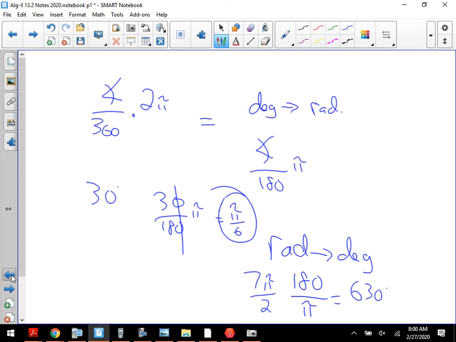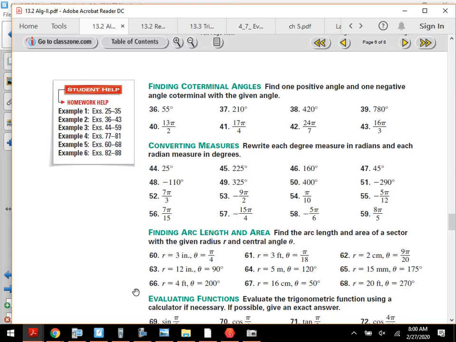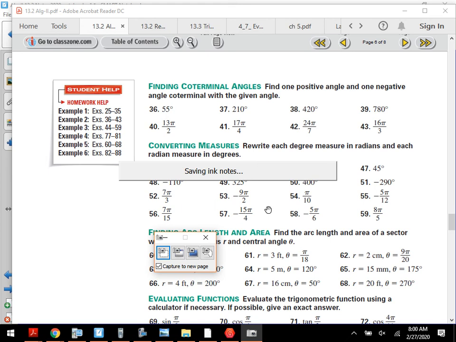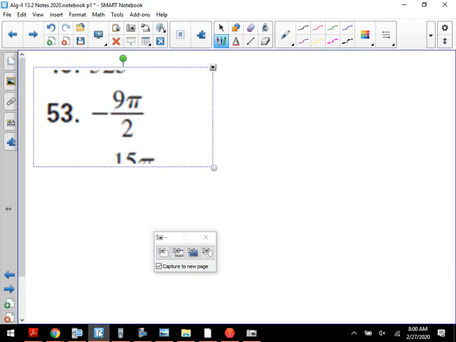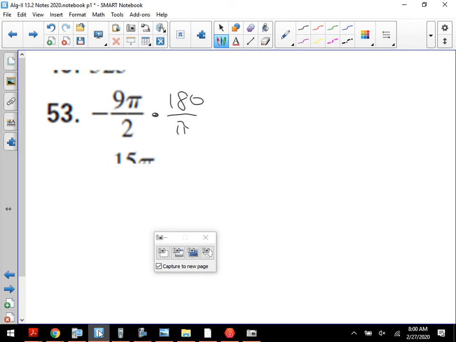You multiply by 180 over pi. So if you've got to go the other direction, think of it this way. Radians always have pi in it. You want to get rid of pi. So if I have like negative 9 pi over 2, and I want to write that in degrees, I'd have to multiply this one by 180 over pi. And then you start working on fractions. 2 goes into 180 90 times. 90 times 9 is negative 810 degrees.